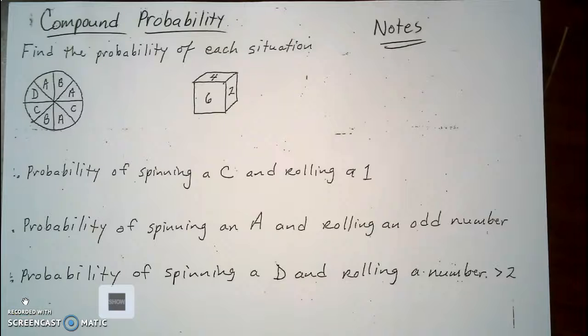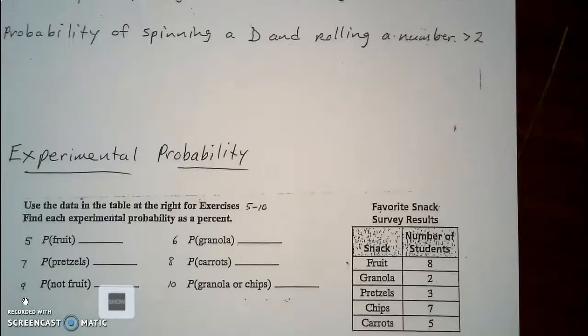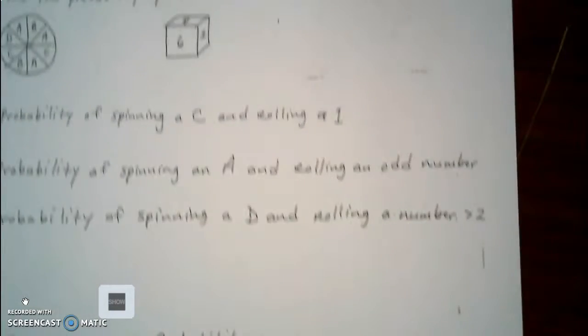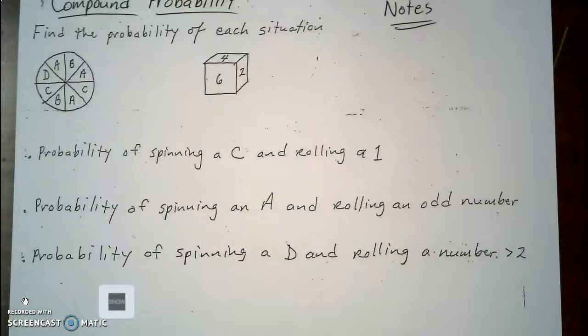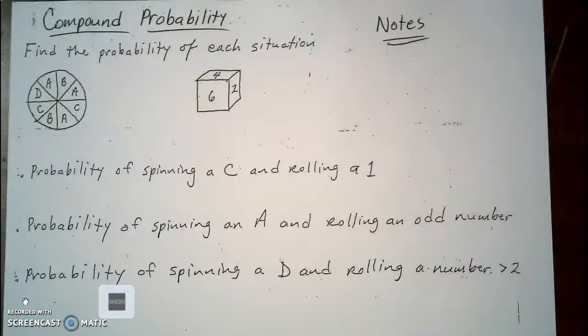We're continuing with probability, and you can see it says compound probability. So I will show you that, and we will talk about experimental probability. And stick around because I will also show you the homework and give you some helpful hints on some of it. Well, first, compound probability means find the probability of two things.